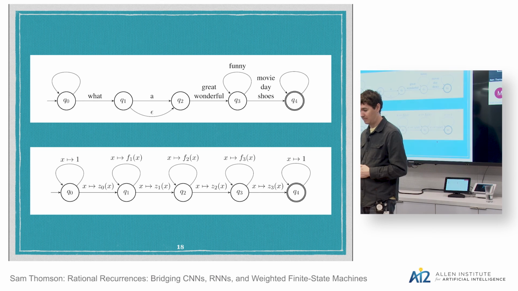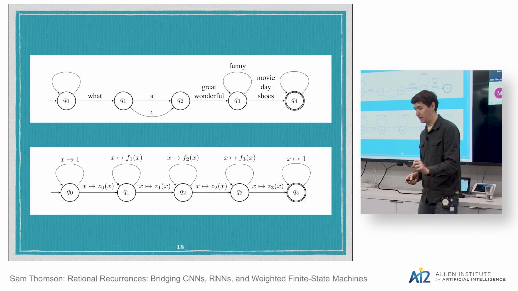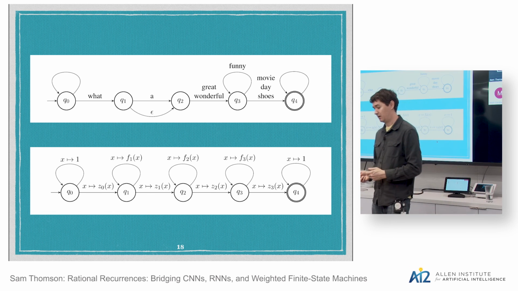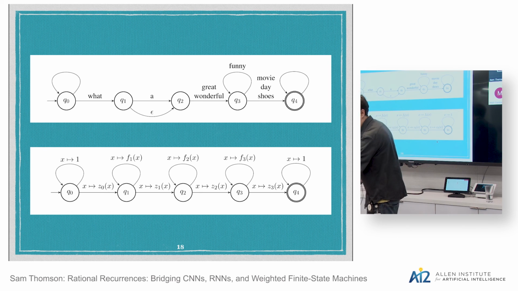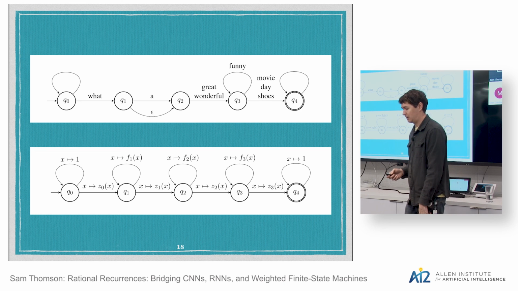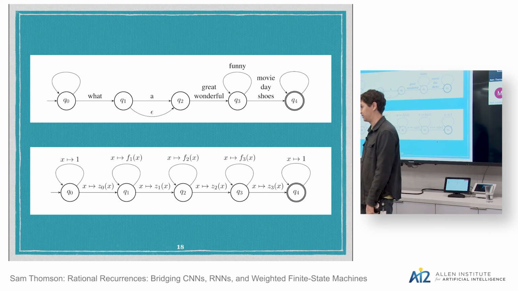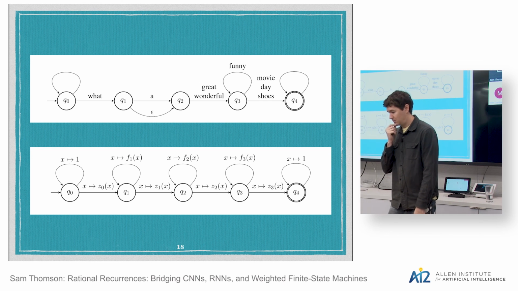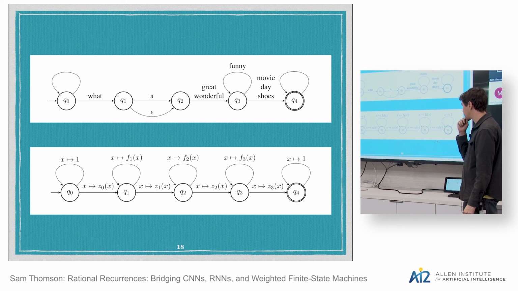So each transition now has its own parameterized little one-layer net that gives you a score. How well does that word match that transition? And we kept this very simple fixed structure of the FSA and let all of the learning be done by these little parameterized weight functions. So this is the basic structure of SoPa.